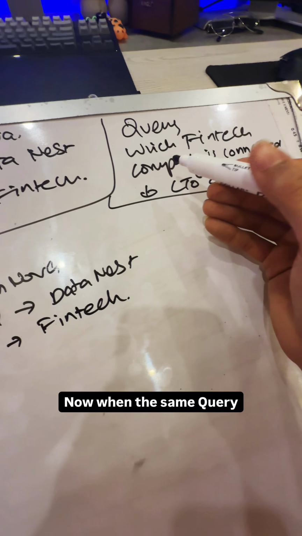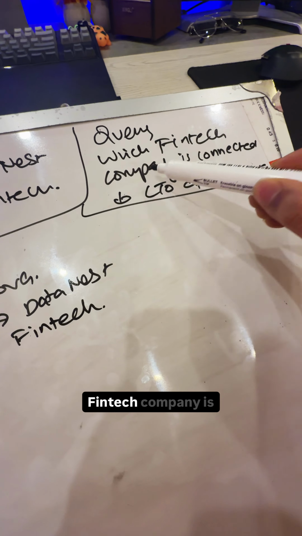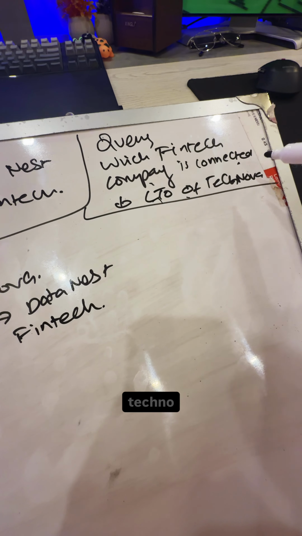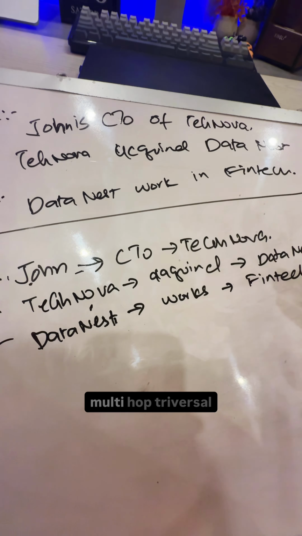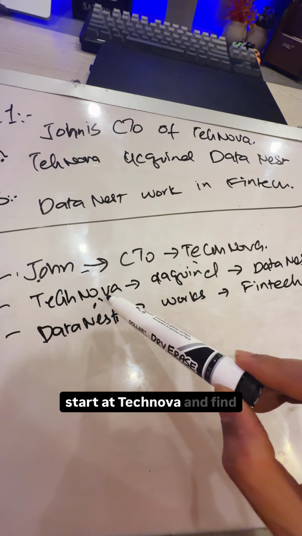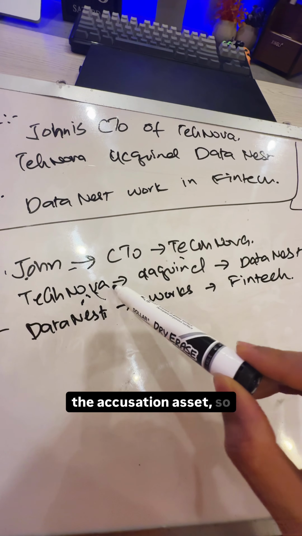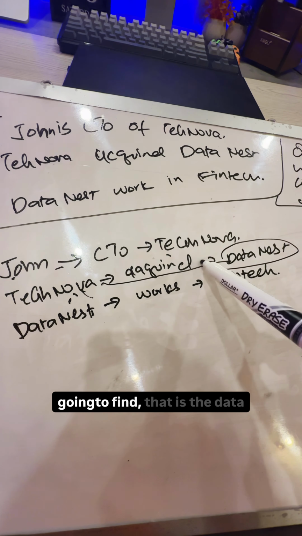Now, when the same query is entered, which fintech company is connected to the CTO of Technova, it starts with what we call multi-hop traversal. Start at Technova and find the acquisition edges. So that's the acquisition edges it's going to find. That is DataNest.